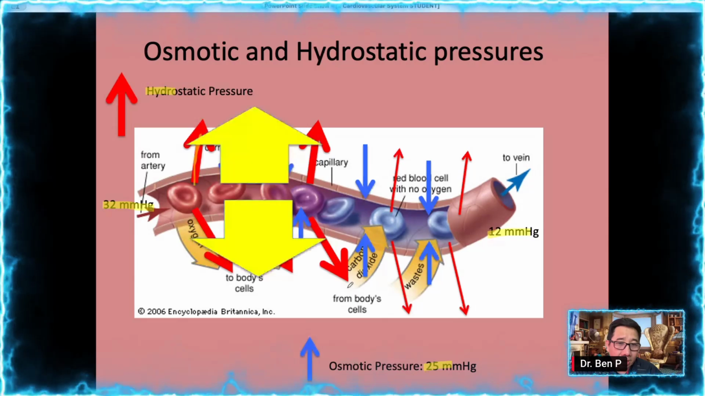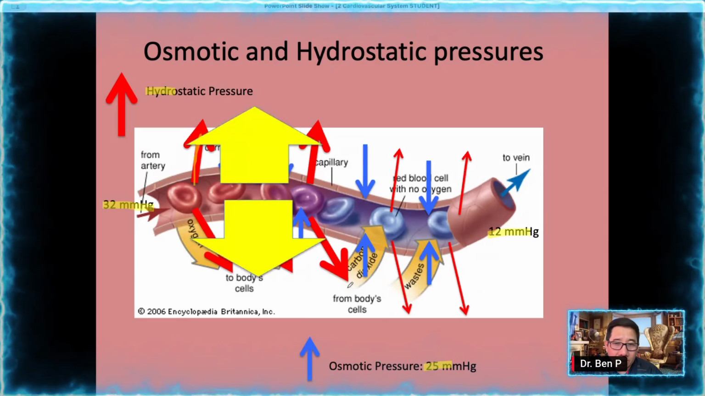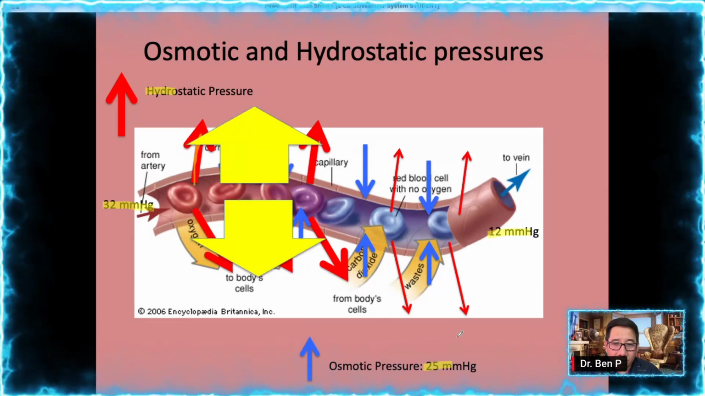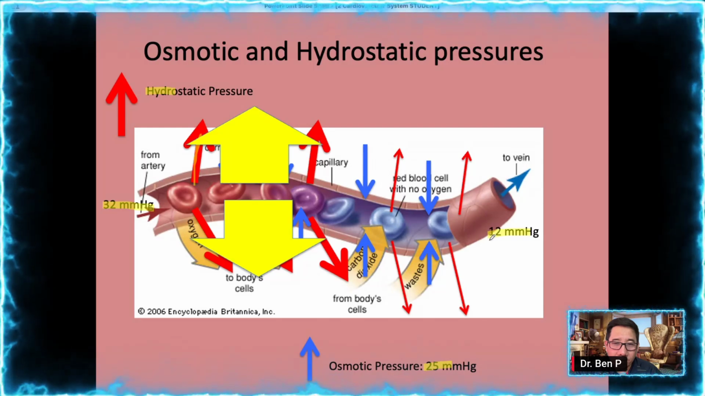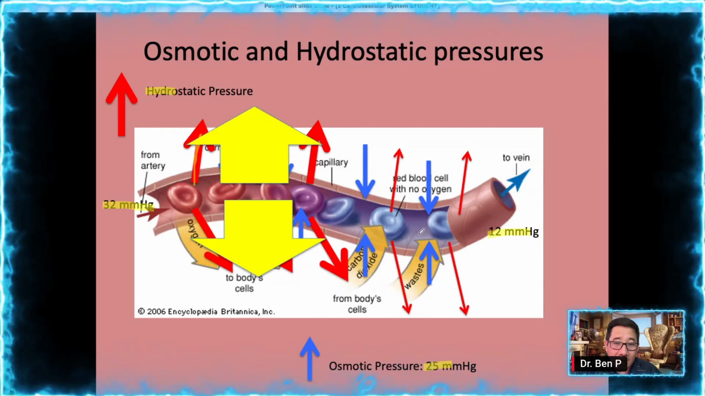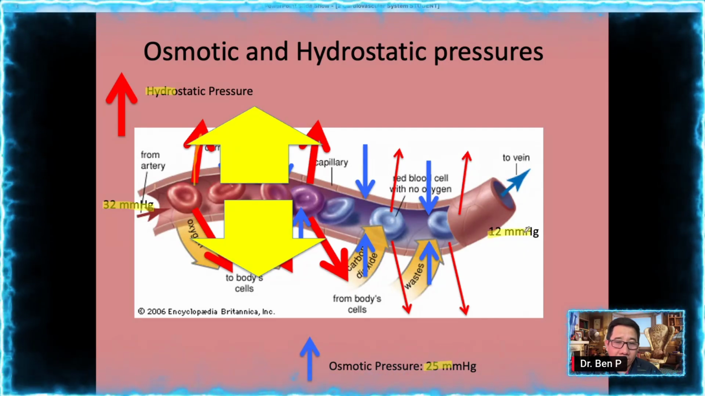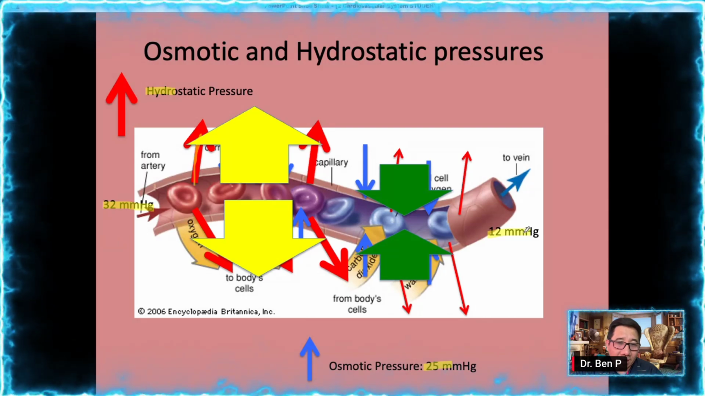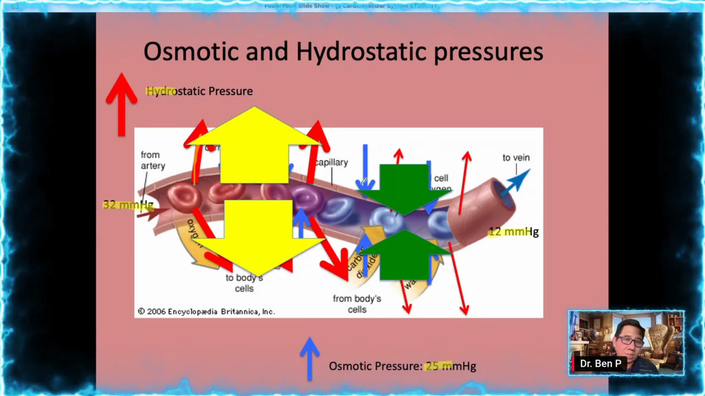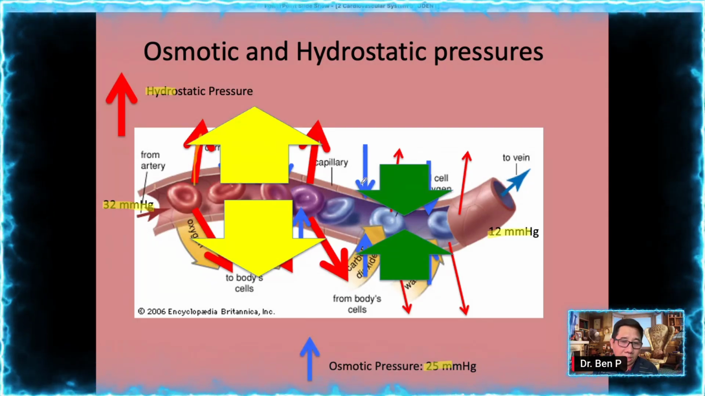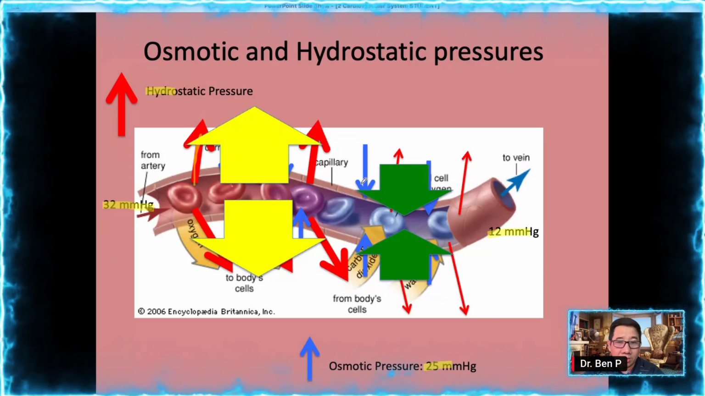The net result is you're going to push out. Whereas on the venous end, you have 25 pushing in, but 12 pushing out. Therefore, you're going to push that stuff in. So, what is the stuff pushing out? You're pushing out your oxygen and your nutrients that you're delivering to the cells.